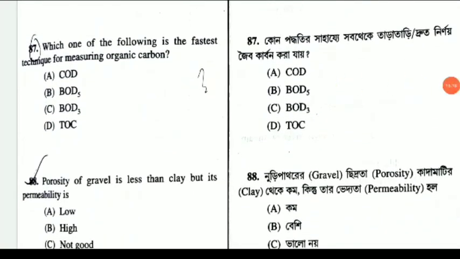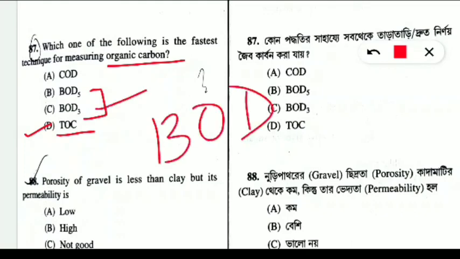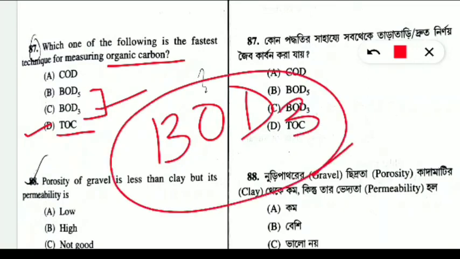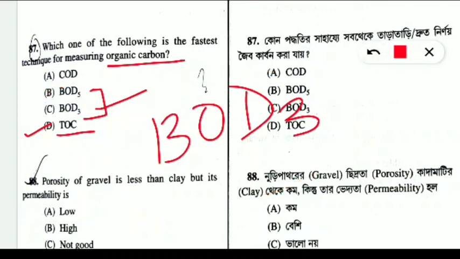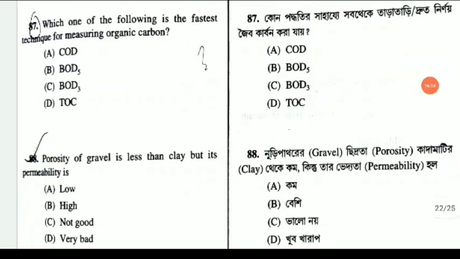Coming to the next question, question number 87. Which one of the following is the fastest technique for measuring organic carbon? So the fastest technique, option D, total organic carbon. This is the fastest technique for measuring organic carbon. But if it is given BOD3, BOD5, you should know that it is biochemical oxygen demand. BOD3 will be the fastest technique among those. That means BOD calculation is done in 3 days, and this is done in 5 days. But it is asked about organic carbon, so here it will be option D, total organic carbon. Option D will be the correct option. Let's move to the next question.